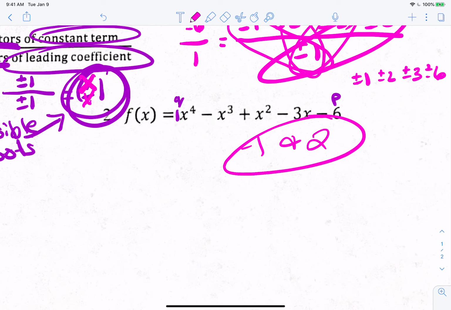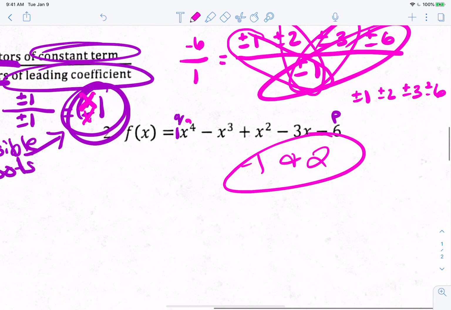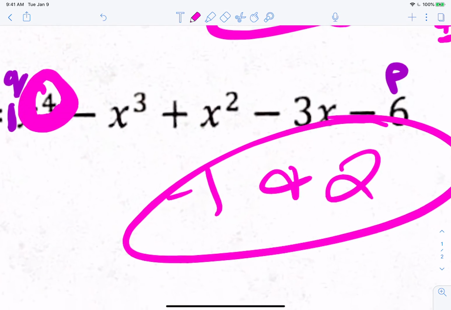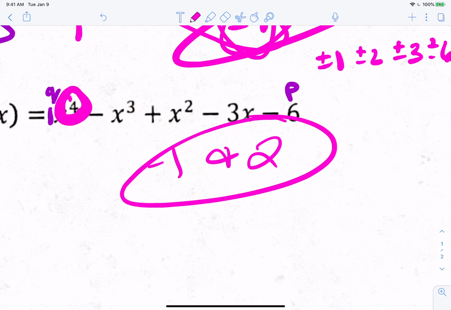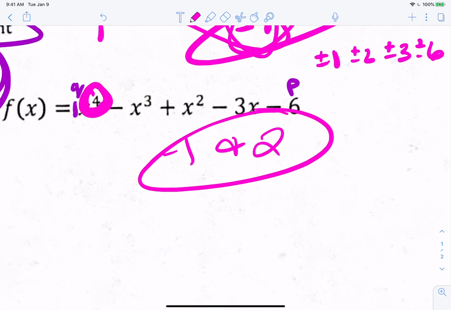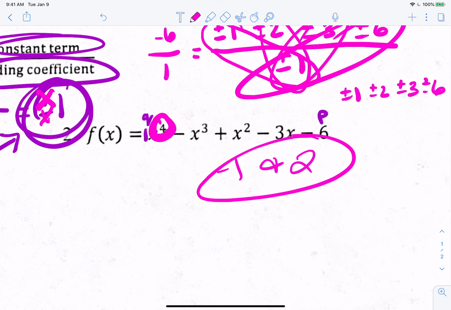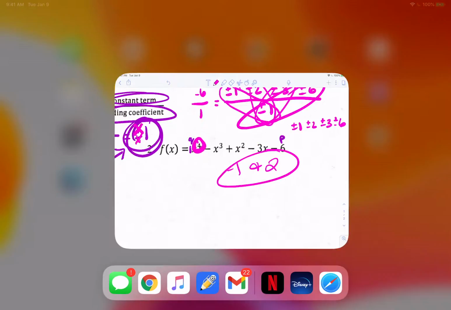Okay, now how many possible places is he going to cross in total? How many possible places could he cross? 4? You see that? The highest power says 4, right? So he could cross a possible of 4 times. So either the other 2 are imaginary ones or they're really ugly decimal ones. Does that make sense? Okay, let's see by the graph what it is.